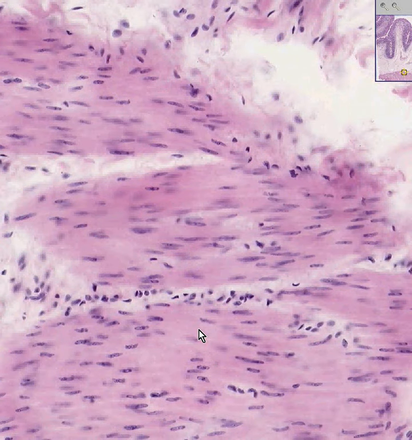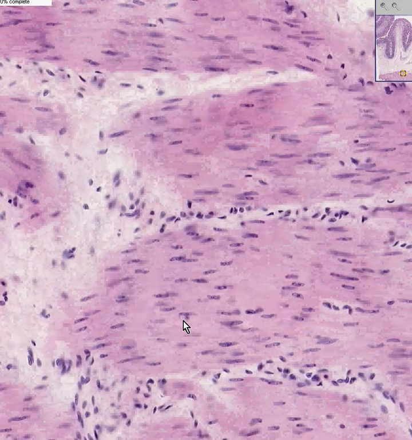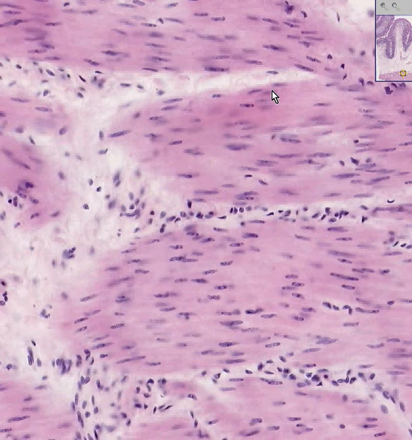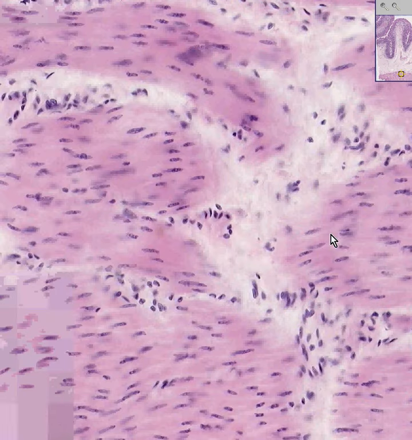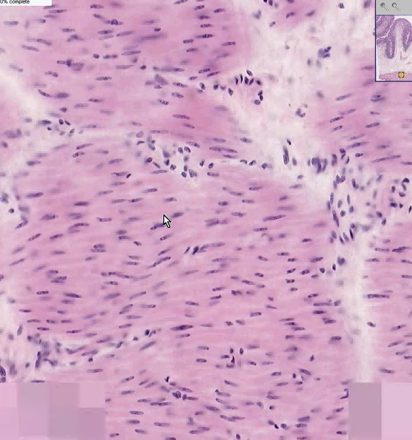And remember, the stomach is not arranged as nicely as the small or large intestine with the inner circular and the outer longitudinal. It has to be a little more fancy than that. So there are usually 3 layers, and they're not going quite as 90 degrees with respect to each other as they are in the small and large bowel. Here's a lot of smooth muscle. Here's some connective tissue between the smooth muscle. Here's some more smooth muscle.